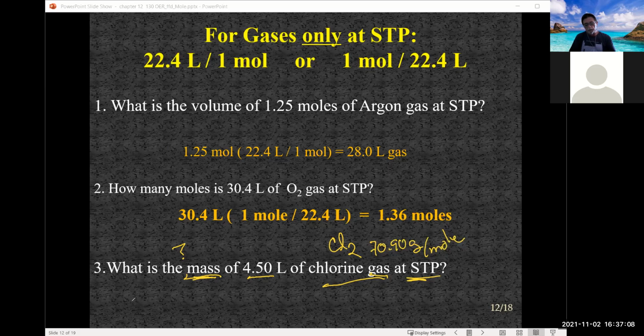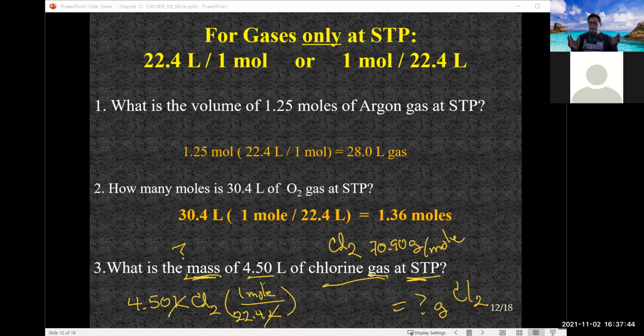All right, so we write down what we're given. We got 4.50 liters of chlorine gas. We are looking for grams of chlorine gas. So we start off at liters. We're at STP, so I need to use that relationship, where 1 mole is equal to 22.4 liters for chlorine gas. So the liters cancel. That leaves me in moles.